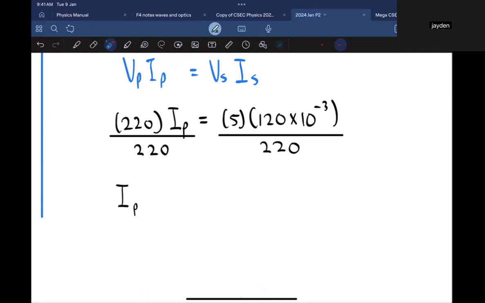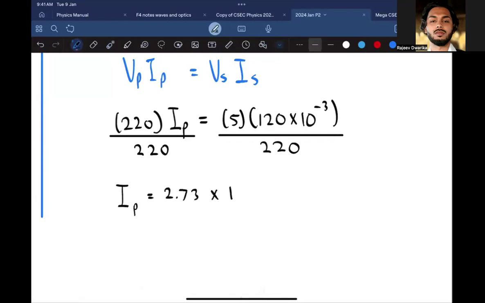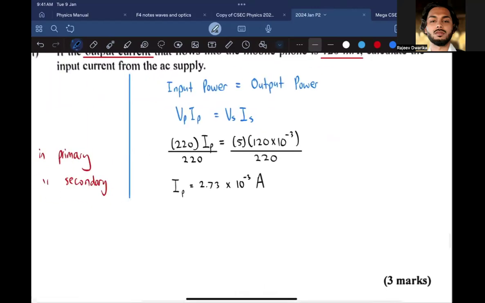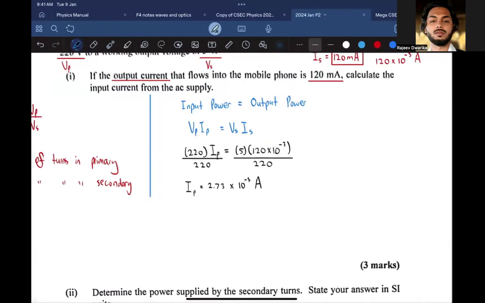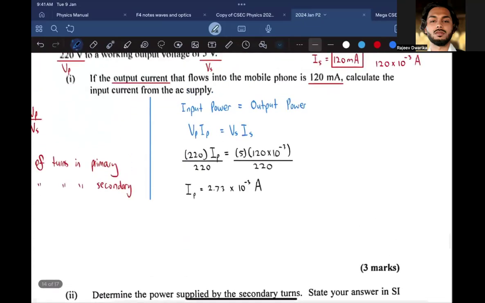Oh yes, yeah. Okay. Right, and you see how nice that is? You don't have to convert anything to standard form. So that will be 2.73 × 10 to the power -3 amps. Ocean, just verify that you get an answer. Just make sure you get an answer. Right, let's move on.